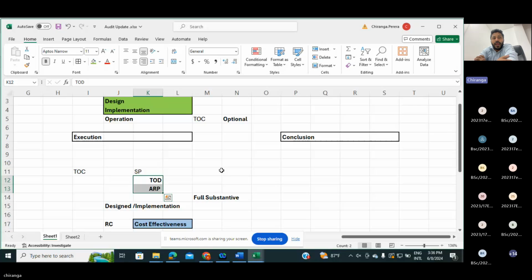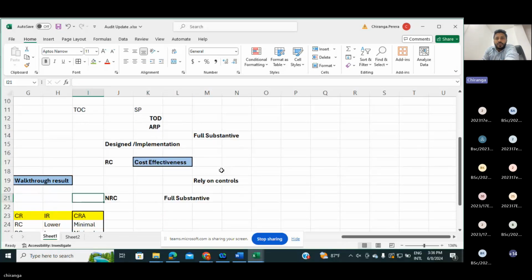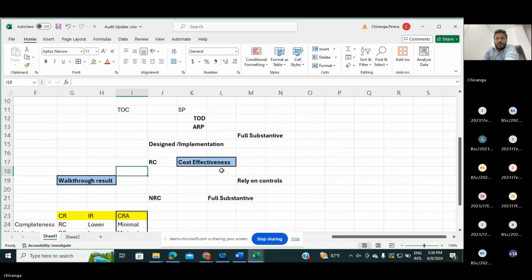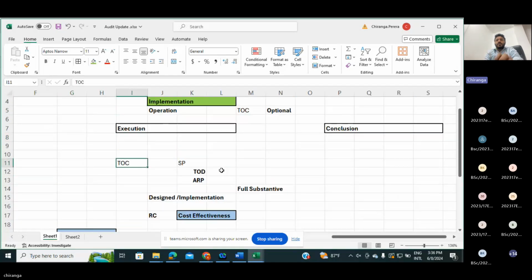So under planning, we have to plan both TOC and substantive procedures. Now we are at that level. Here, in some audits, we can do TOC plus substantive procedures. In some audits we can only do substantive procedures. That depends on the audit approach, right?